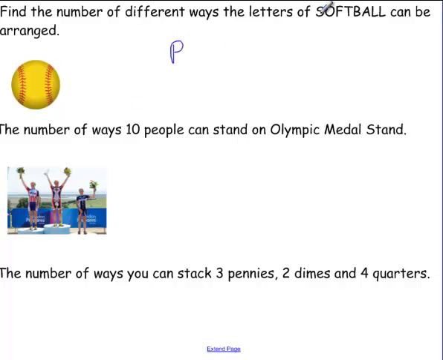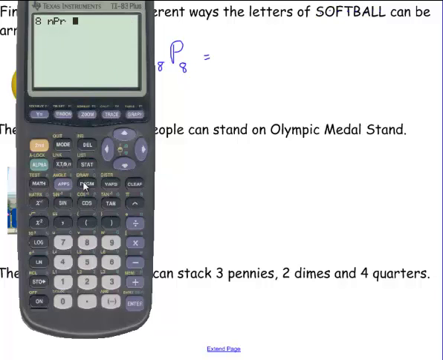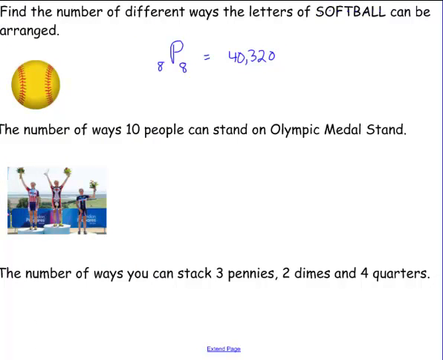How many letters do I have? 1, 2, 3, 4, 5, 6, 7, 8. So I'm choosing from 8 letters. Well, how many of them am I using? All 8. So 8P8, if I came over here, and I have to put in my 8 first, I get 40,320.